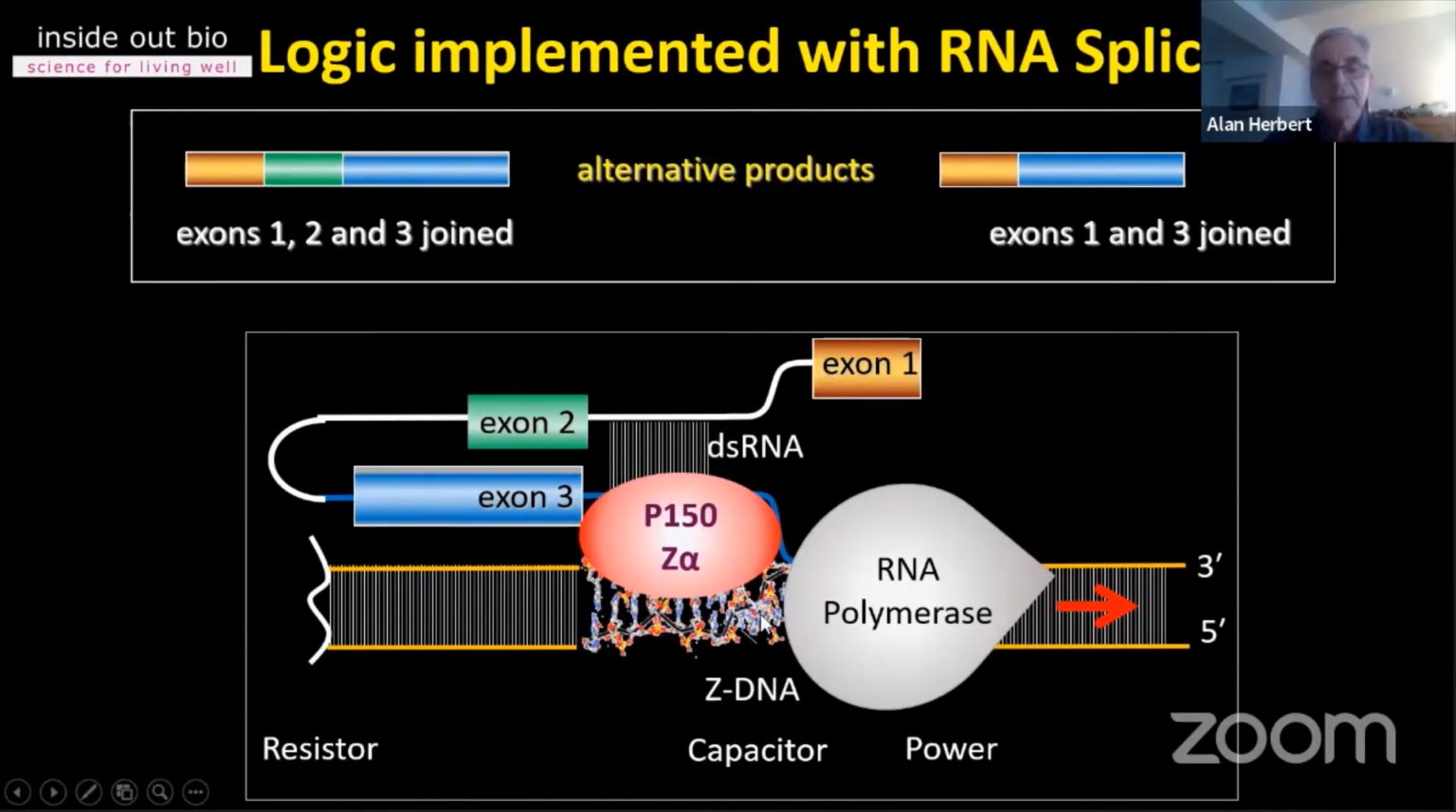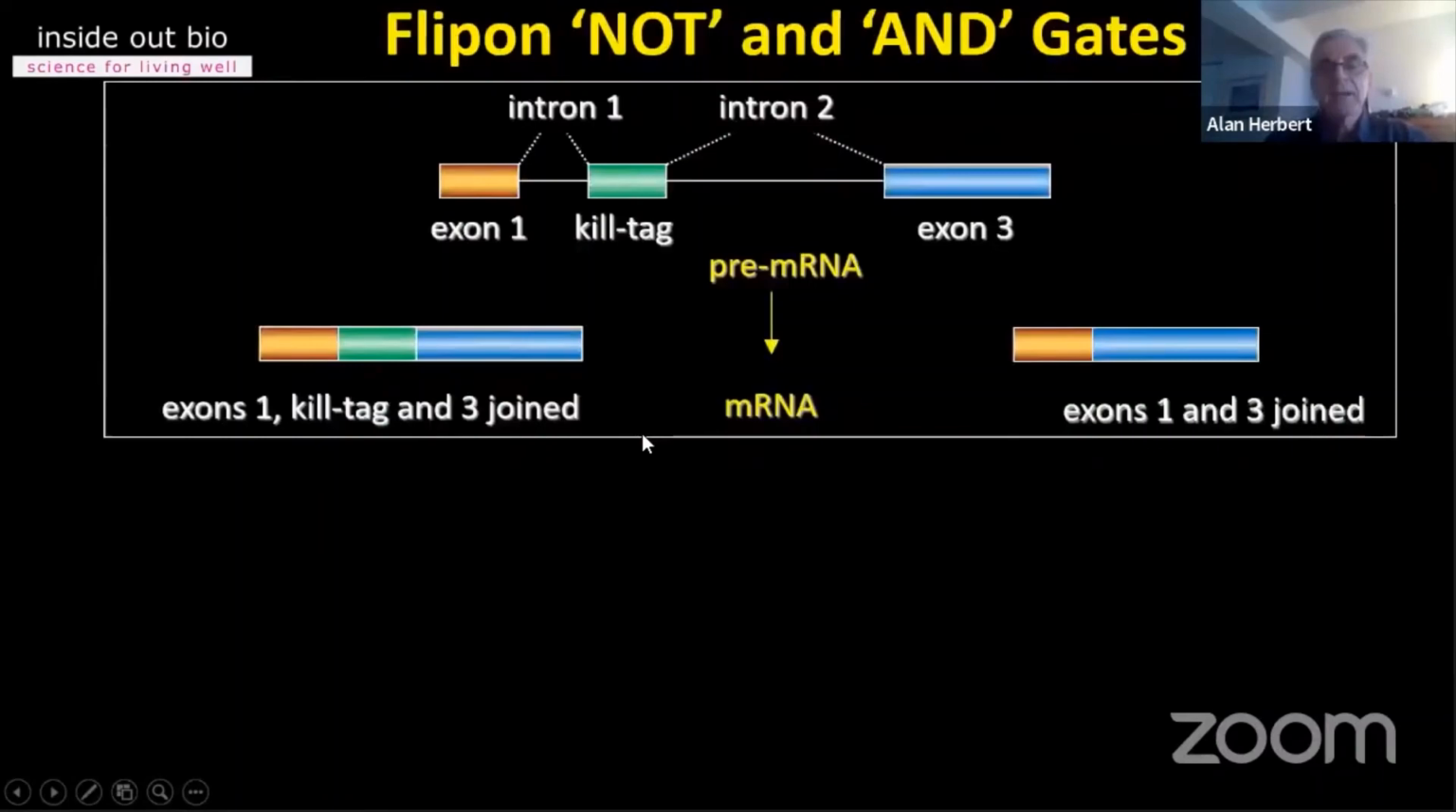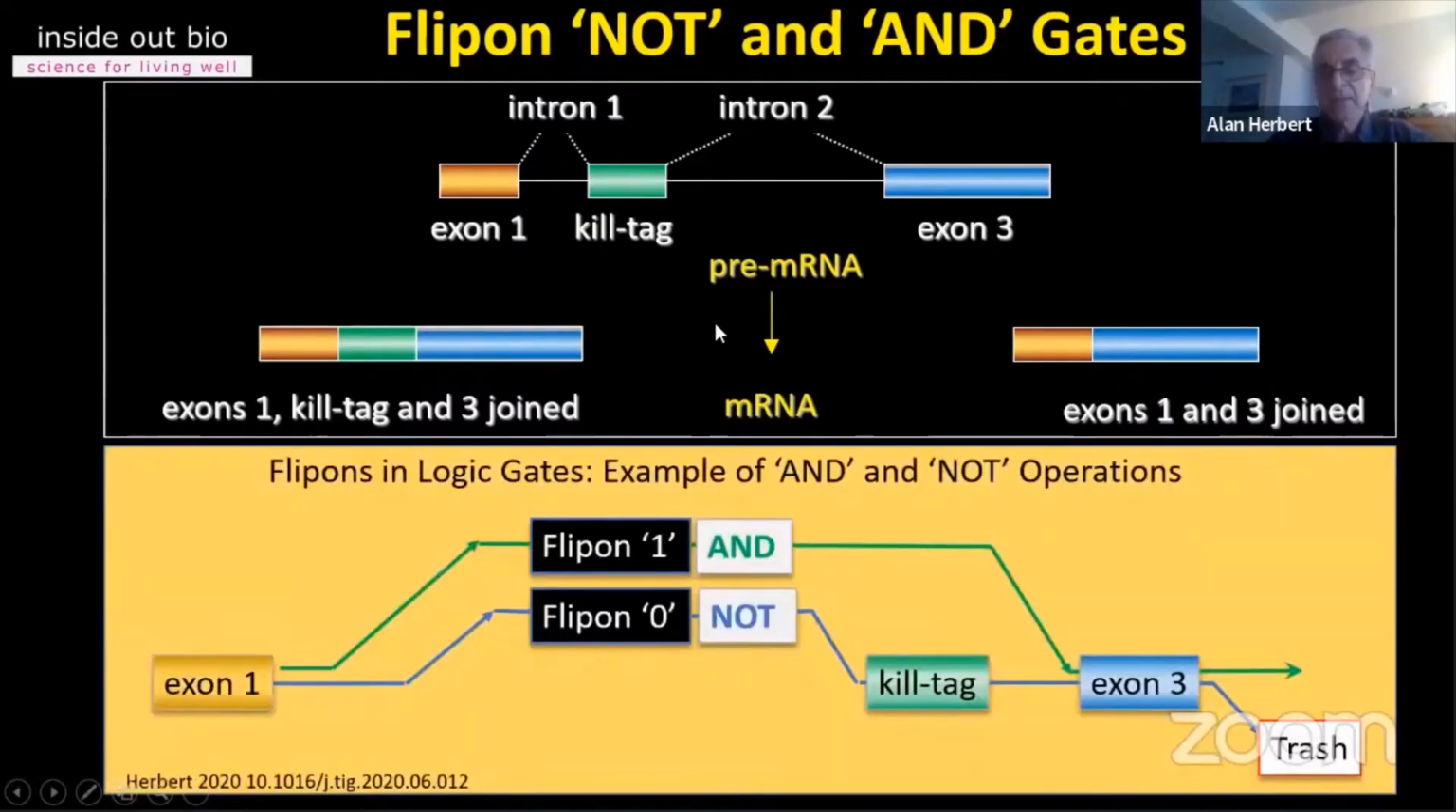So here you have the splice is conditional on Z formation and on binding of the P50 Z alpha containing ADAR1. So if you have both these Z formation and you have the presence of this editing enzyme in the cell, then you can edit the double-stranded splicing substrate and change whether exon 1 goes to exon 2 or exon 1 goes to exon 3. So how can that be turned into a NOT and an AND gate? Well, imagine that exon 2 is actually a kill tag. So if this is present in the RNA that is produced, then that RNA gets destroyed. So that automatically gives you a NOT gate.